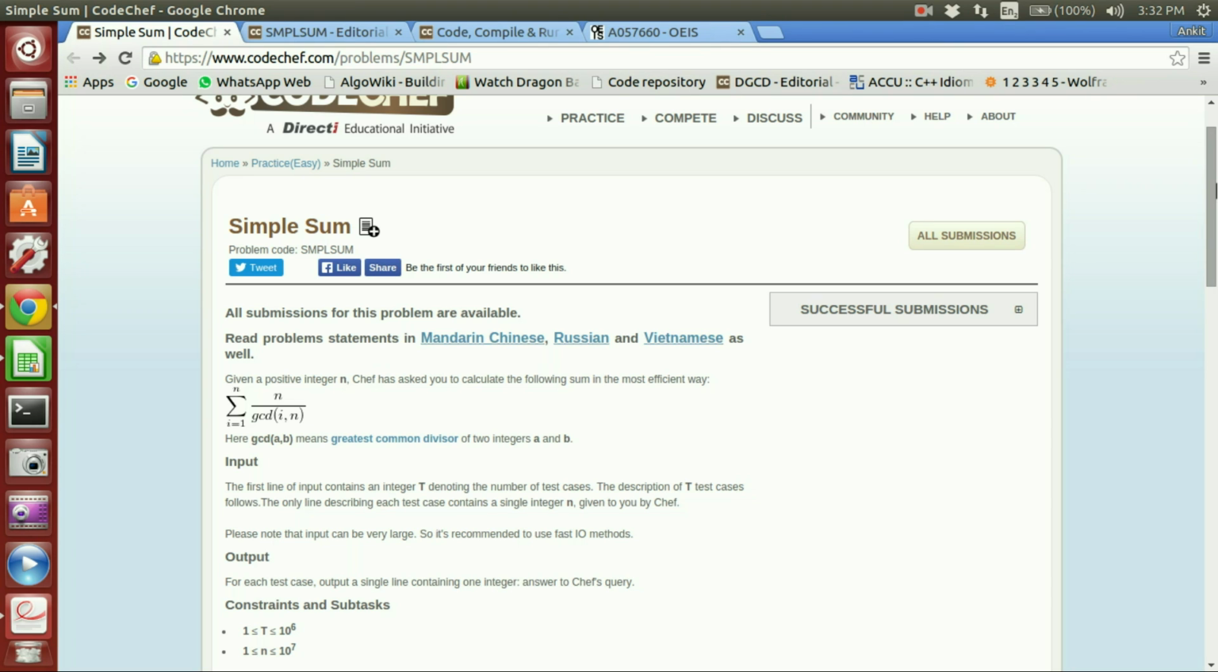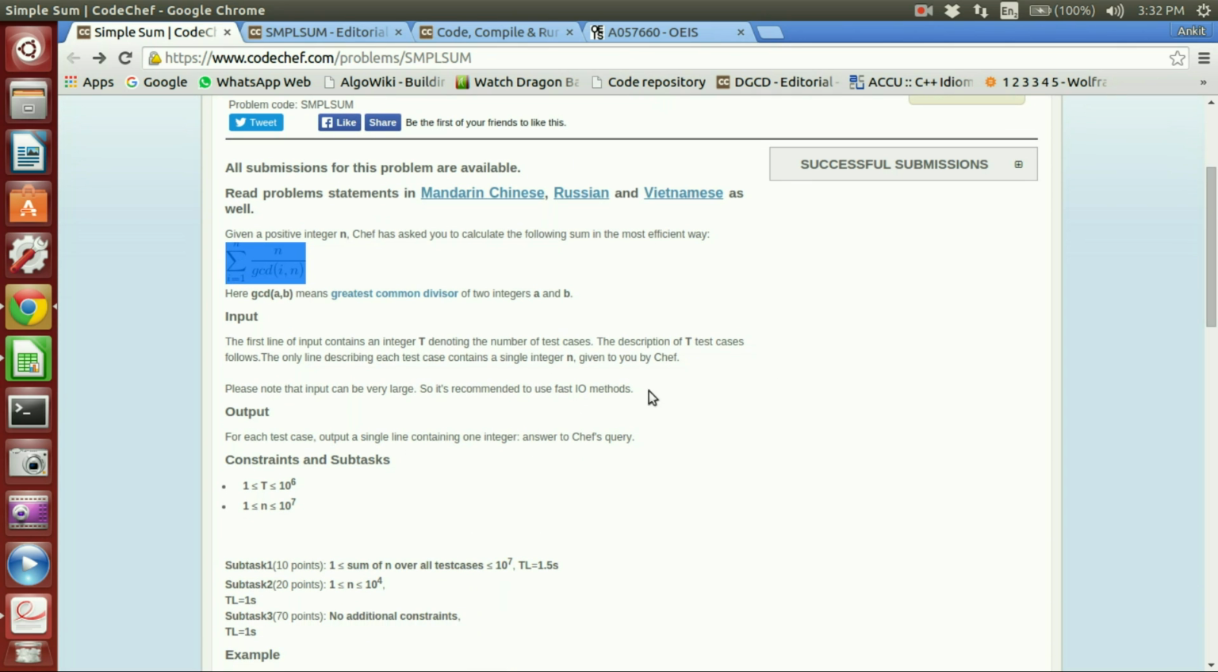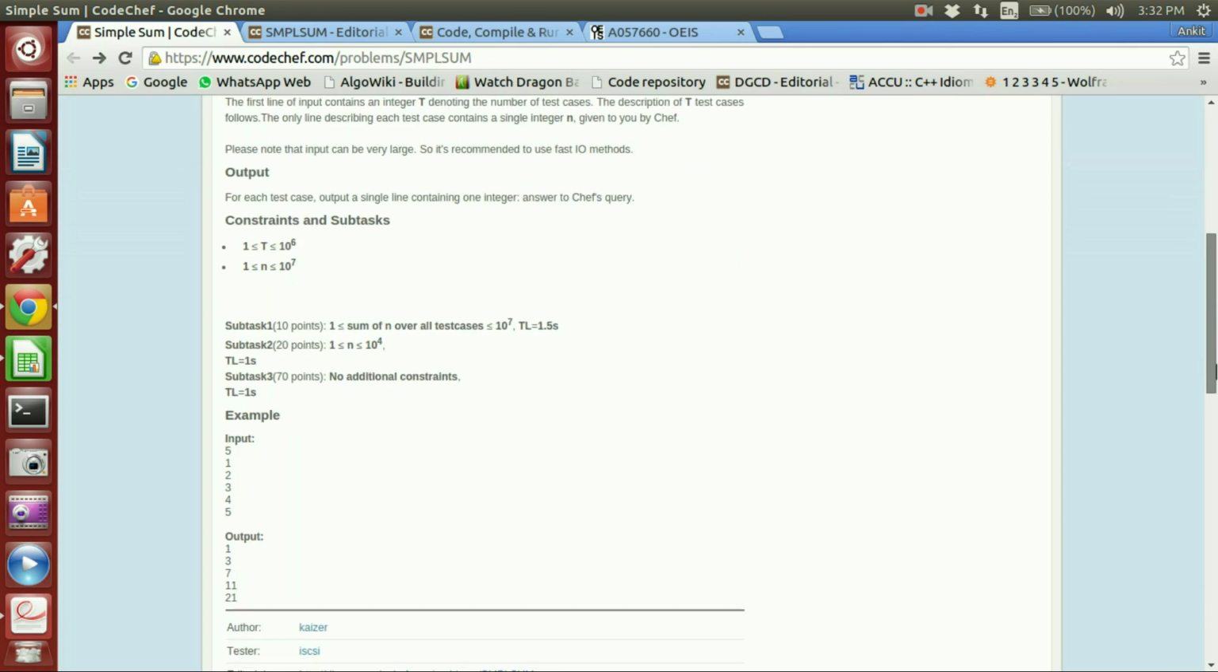Hello everyone. Today we will be discussing the simple sum problem of November 2015 long challenge. That is the third problem. In this problem, we were given n, and we were supposed to calculate this straightforward function, that is n by GCD of i comma n, where i is from 1 to n, summation of this. If you follow a naive approach, then you won't be able to pass even the first subtask also.